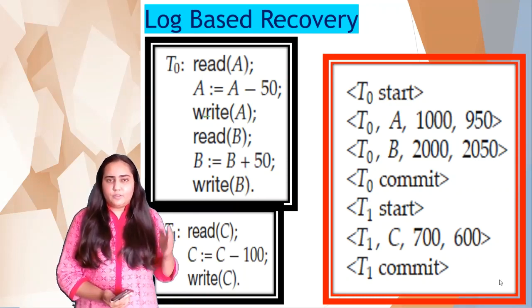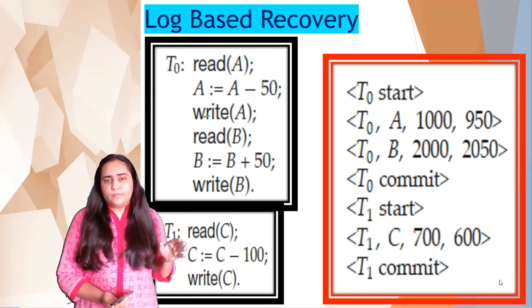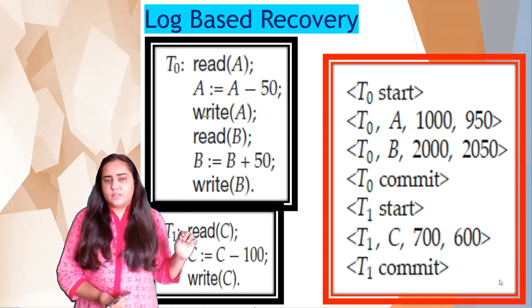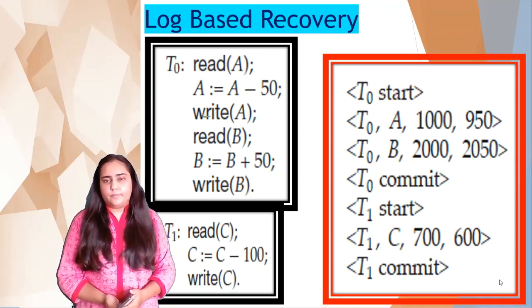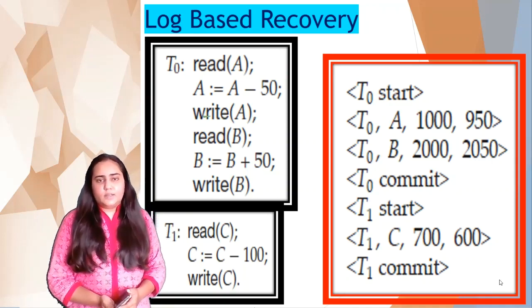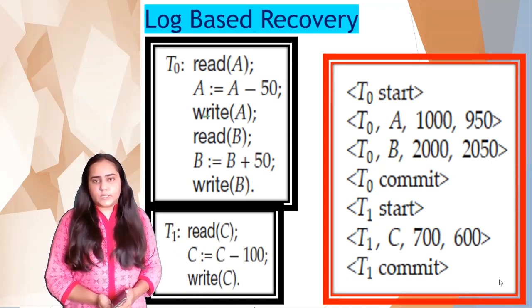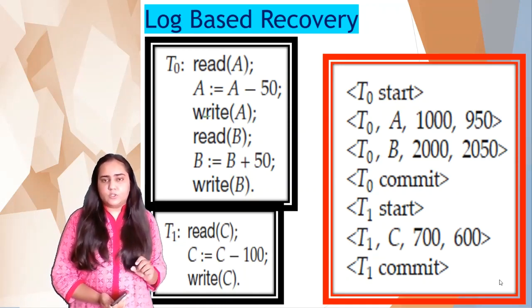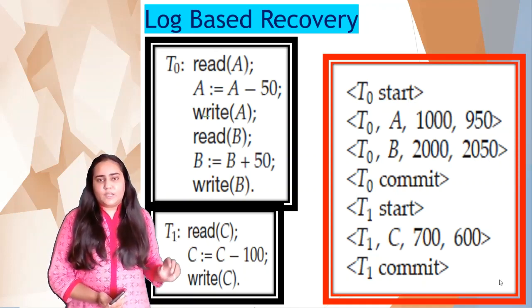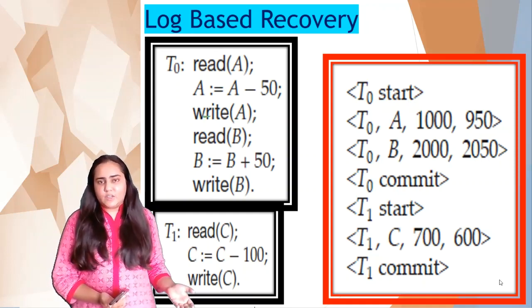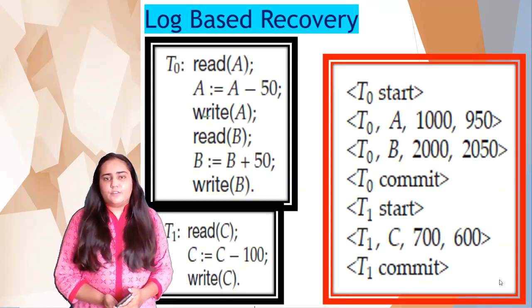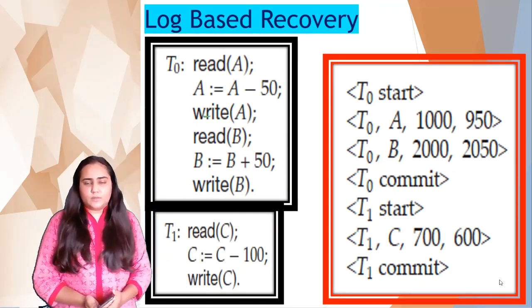And then if the transaction T0 successfully finishes all this, then the log entry will be made, which is T0 commit. After that, let us say that T1 is starting. So we are going to write down in the log T1 start, and assume that the value of C is 700. Then the new value is going to be 600. And finally, T1 will commit.